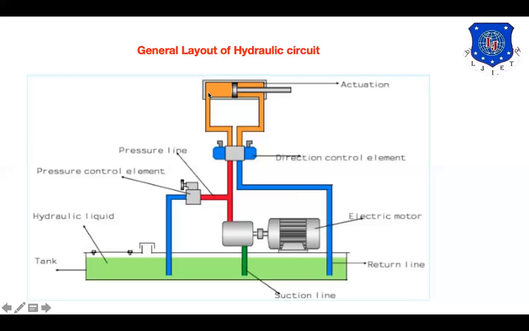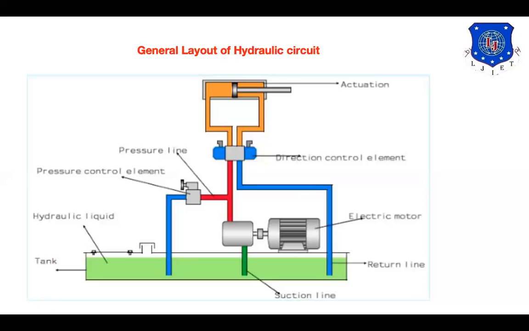Once it reaches the 5 bar state, then what happens? This pressure control element, in this we are using a pressure relief valve. The valve will open up and relieve the excess pressure, and it will send the fluid back to the reservoir region. Right. So for that reason we normally use this pressure control element. This is how it behaves.